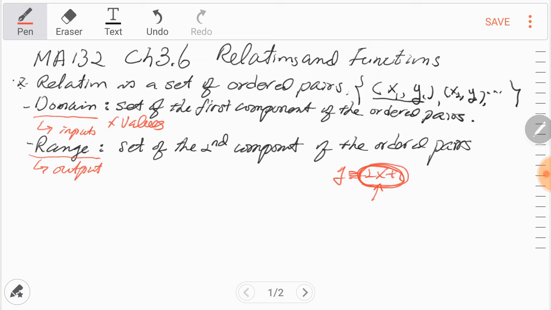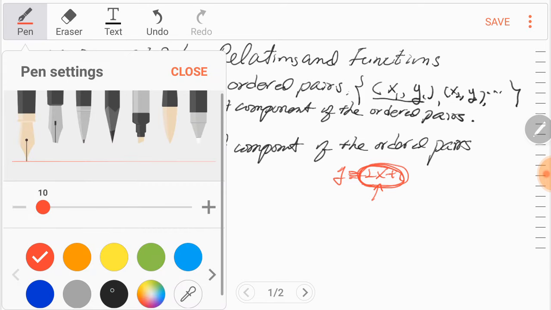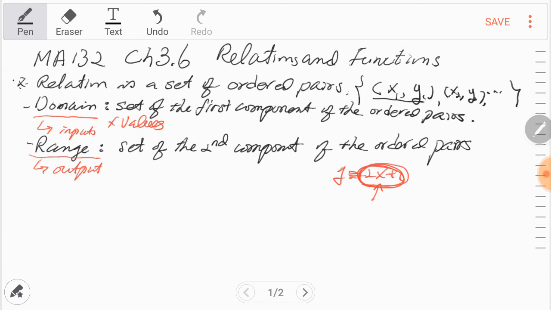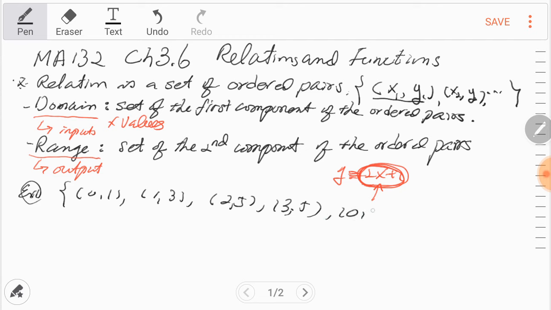So let's do some examples. Example 1. What would be the domain of this set and the range of this set? The set has ordered pairs: (0, 1), (1, 3), (2, 5), (3, 5), and (0, 3). So there are 5 ordered pairs.